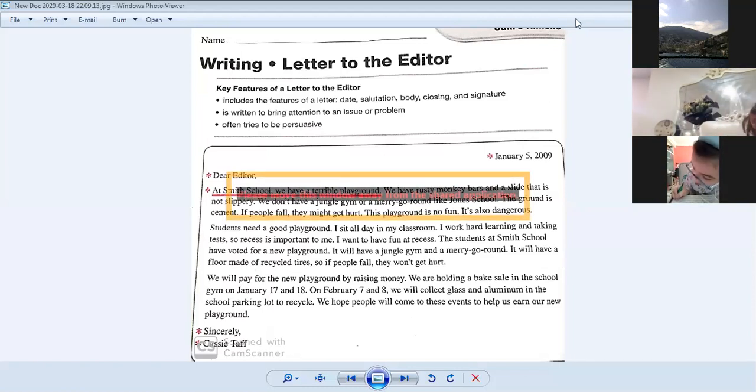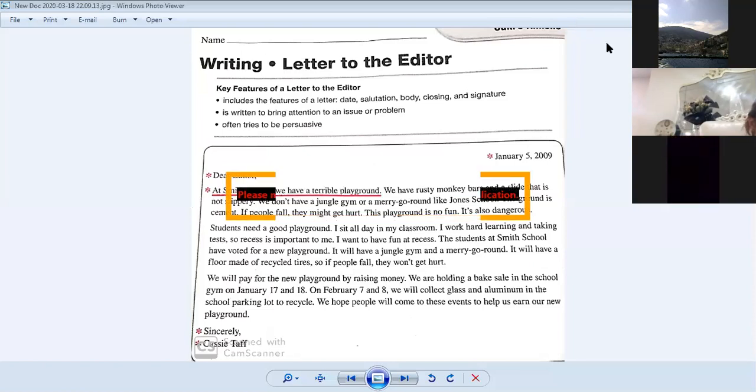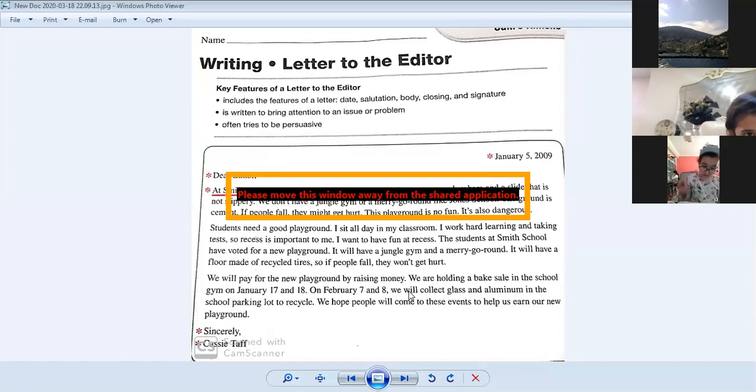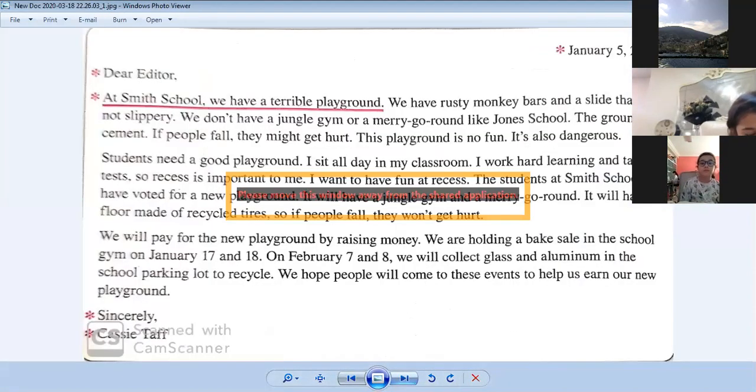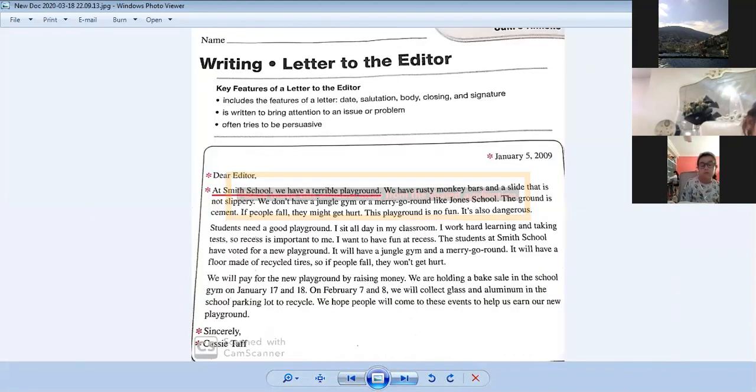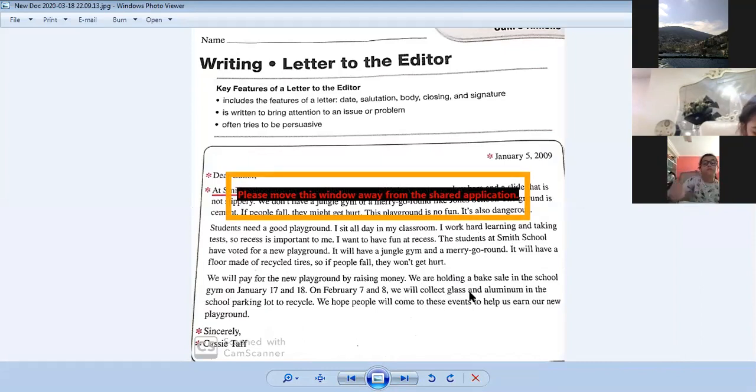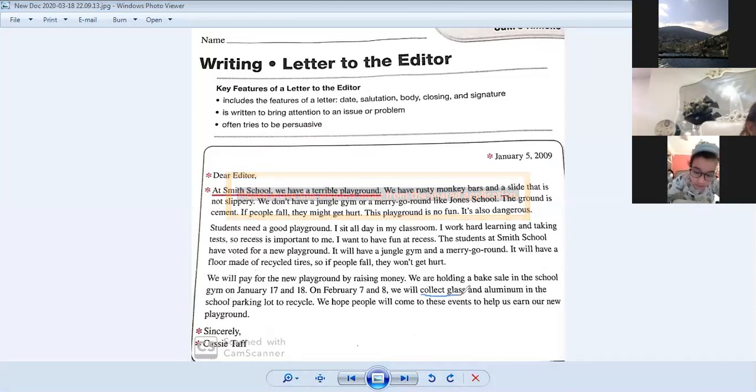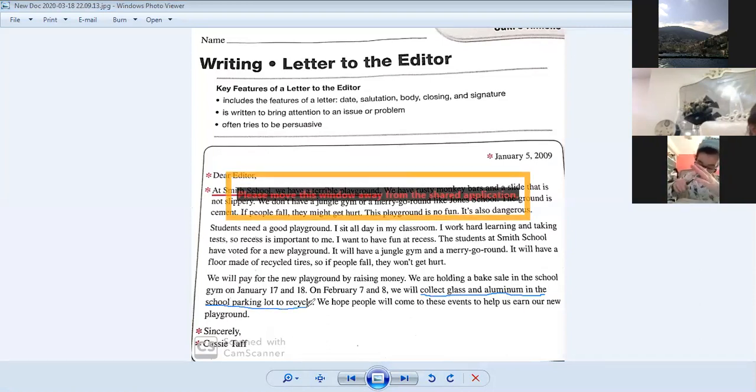Okay. So on question number three, they are asking you. Do not underline. Right. On question number three, they want you to write what the writer, Casey, wants the people to do. She wants them to come to their school, collect glass and aluminum in the school parking lot to recycle. This is the answer. Collect glass and aluminum in the school parking lot to recycle.